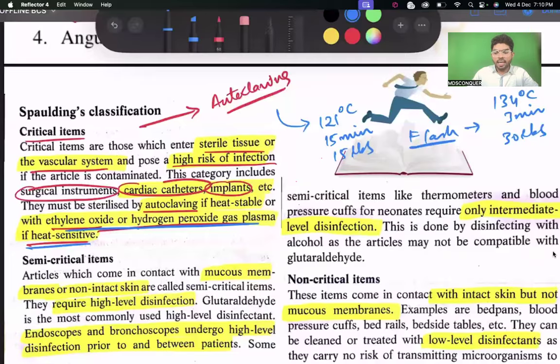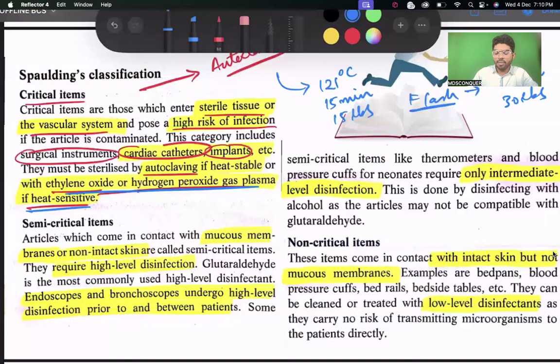Then comes the second part, that is semi-critical instruments. The semi-critical instruments are the articles which come in contact with the mucous membrane or non-intact skin, and they require high level disinfection. So what is the high level disinfectant which is most commonly used? The high level disinfectant which is most commonly used is glutaraldehyde.